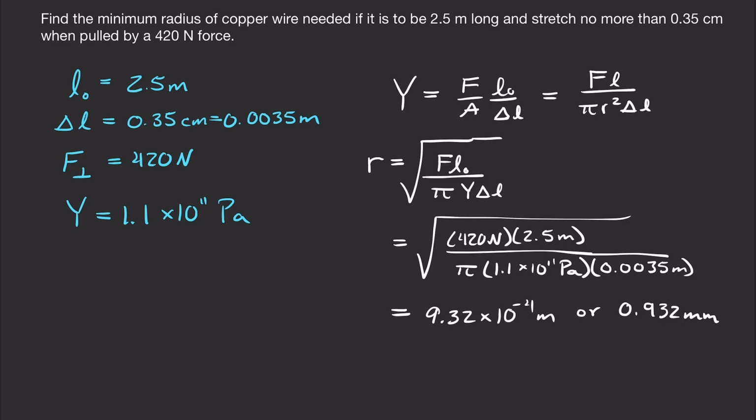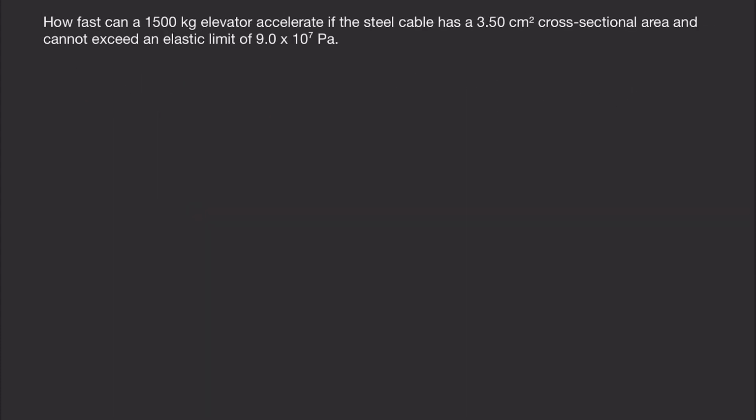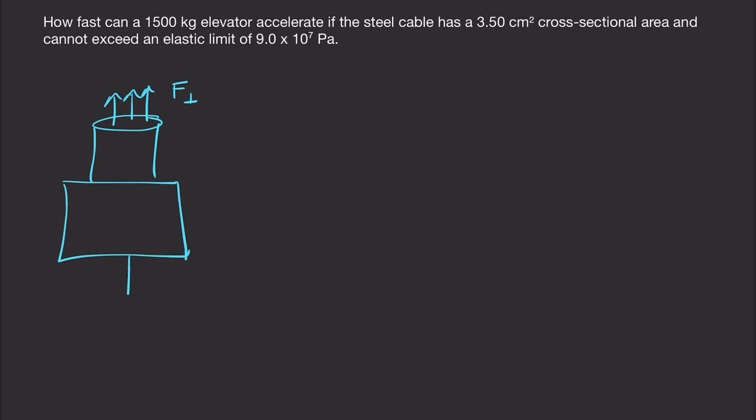or 0.932 millimeters. The next problem, we want to know how fast can a 1,500 kilogram elevator accelerate if the steel cable has a 3.5 centimeter squared cross-sectional area and cannot exceed an elastic limit of 9 times 10 to the 7th pascals. So we have this cable, I'm going to draw it really big. There's some force being applied. Okay, and that force comes from the fact that it's supporting an elevator that has some weight.